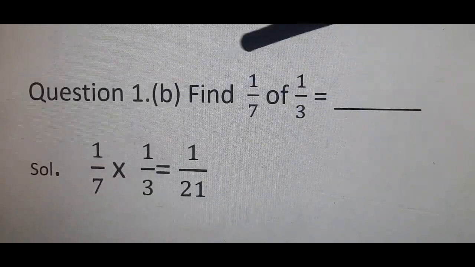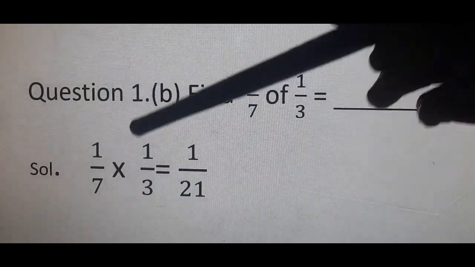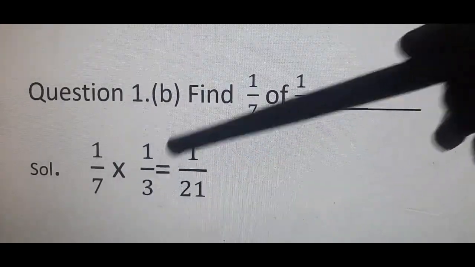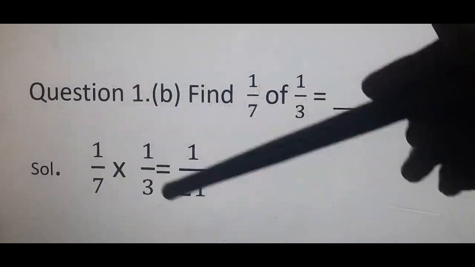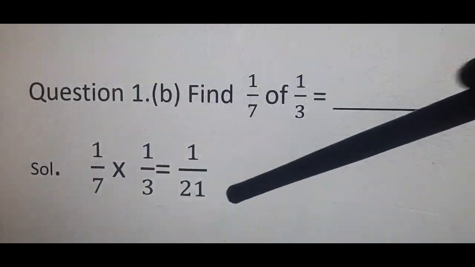B part. Find 1 upon 7 of 1 upon 3. 1 upon 7 of means multiply. 1 upon 7 multiply 1 upon 3. 1 1s are 1. 7 3s are 21.